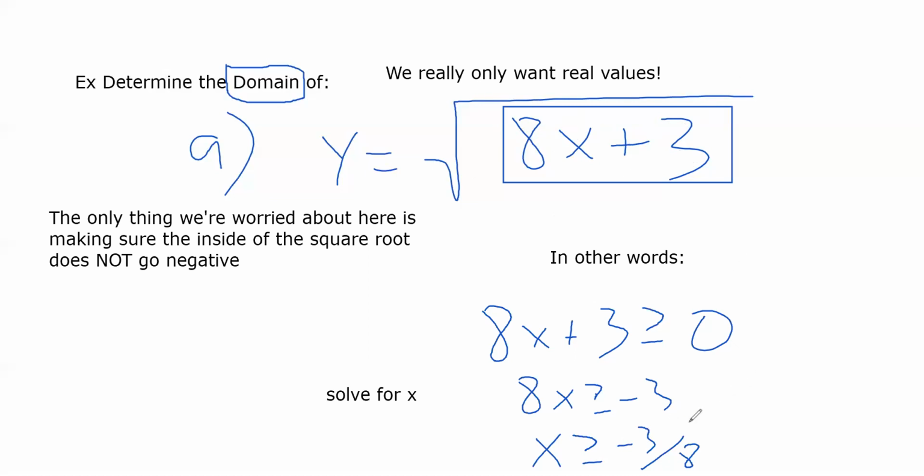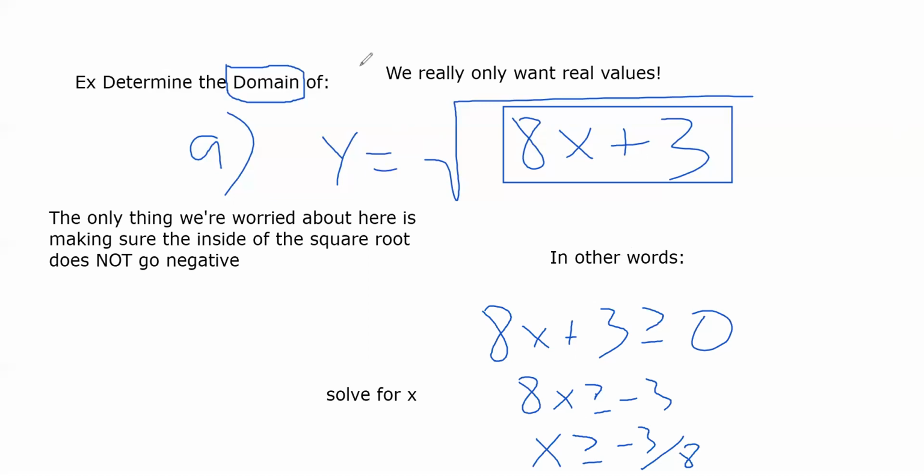But wait a minute. You try to put any value that's less than negative 3/8 in there, maybe negative 5. 8 times negative 5 is negative 40. And even though you're adding 3 to that, it's going to stay negative. So then you're taking the square root of a negative, and that's a problem. So the domain is the set of all valid x values. It's the set of all x values that we're allowing ourselves, we're indulging ourselves, if you will.